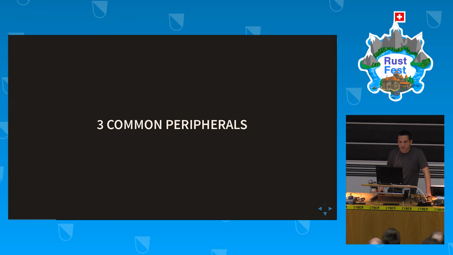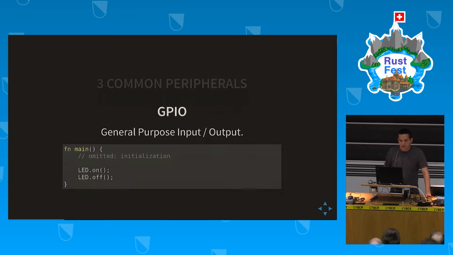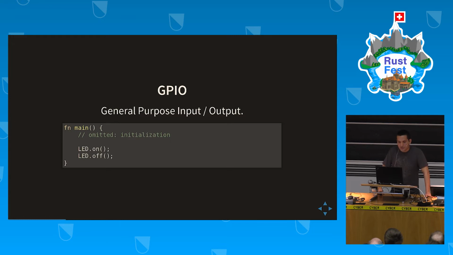Let's look at three common peripherals that I use in some examples in this talk. The first one is called general purpose input-output. This peripheral lets you send digital signals through the microcontroller pins. And with proper electronics, you can use that to turn things on and off. And the input part of this peripheral lets you read some external binary state, like whether a button is pressed or not. And in this talk, I'll use this high-level LED abstraction, which gives us an API to turn it on or off.